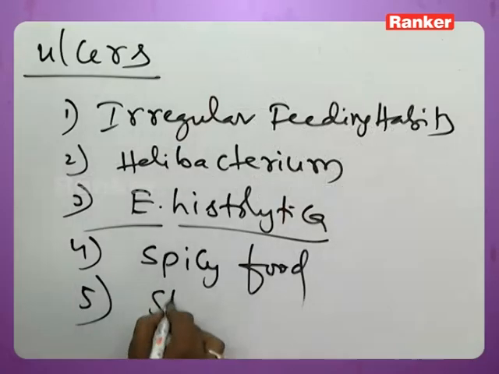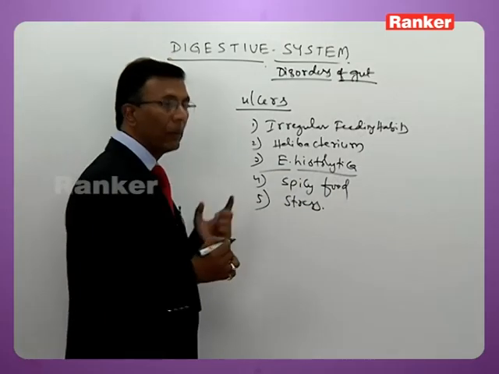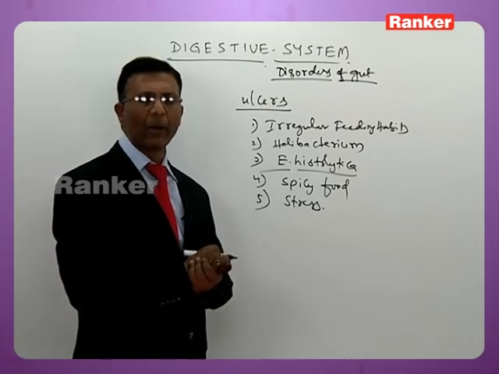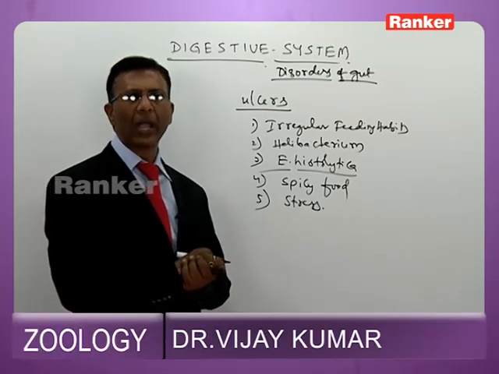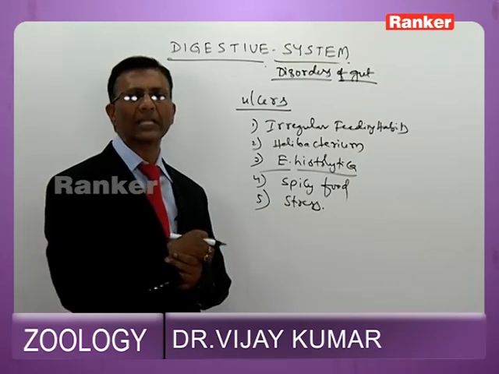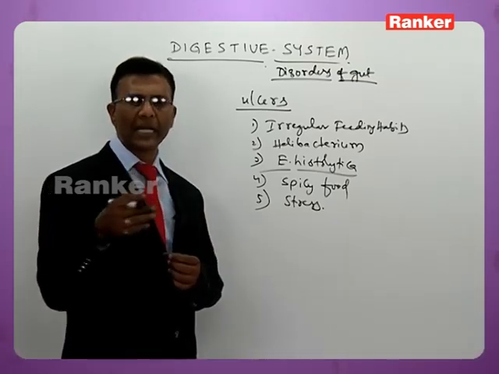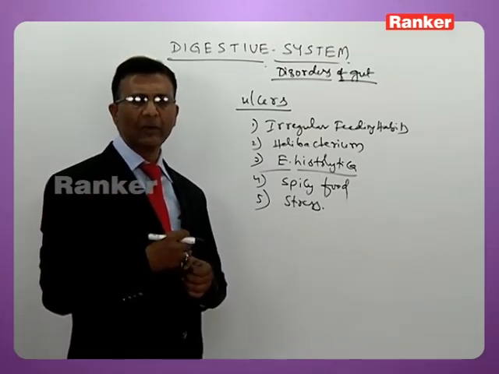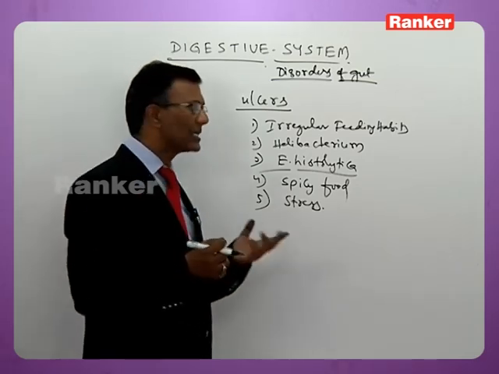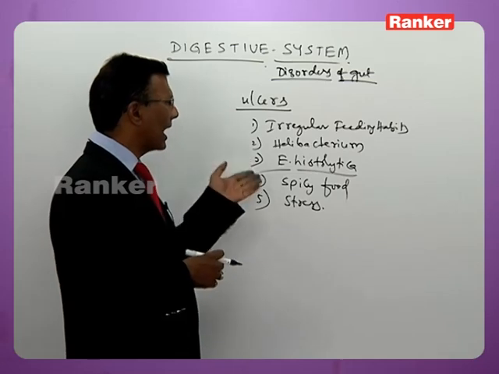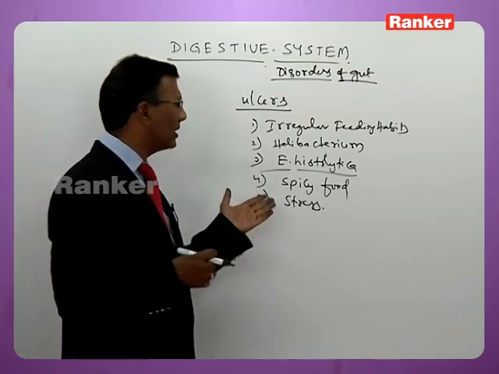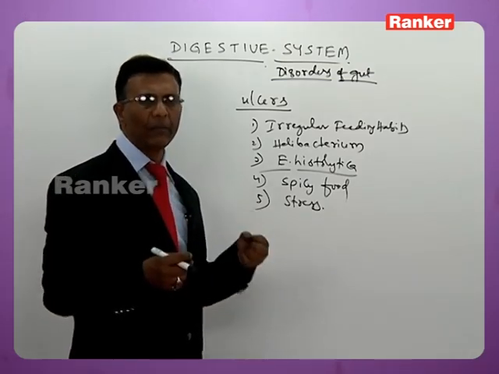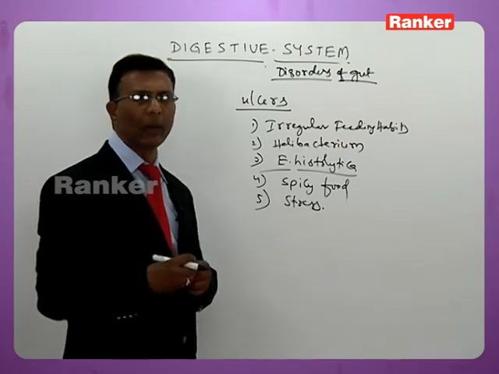Then because of stress also people may get ulcers. Whenever the person is subjected to stress, the medulla oblongata is activated. The medulla oblongata in turn sends signals to the alimentary canal through the vagus nerve. Consequently, the alimentary canal secretes more digestive juices, preferably HCl and proteolytic enzymes, which may erode the innermost layer of the alimentary canal, resulting in ulcers. So irregular feeding habits, Helicobacterium infection, Entamoeba histolytica infection, spicy food, and stress all account for ulcers in the human body.